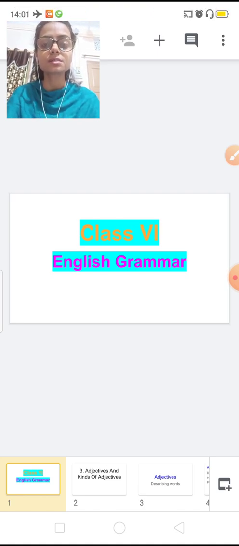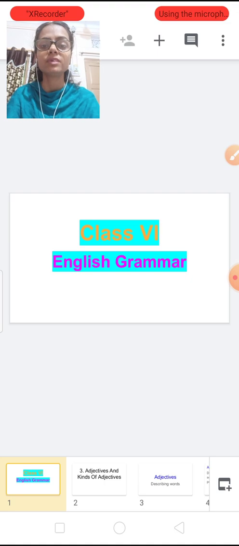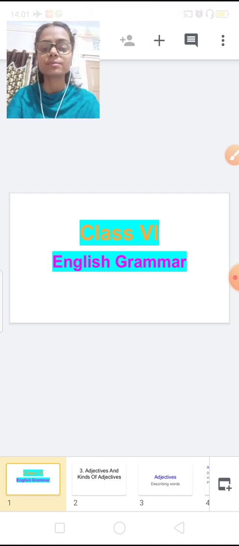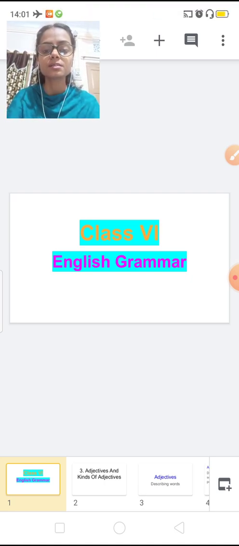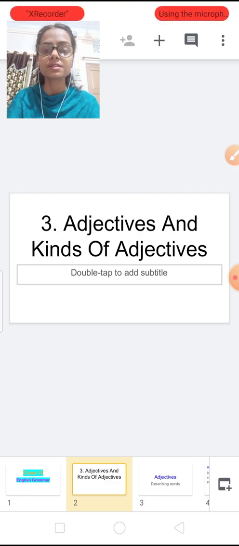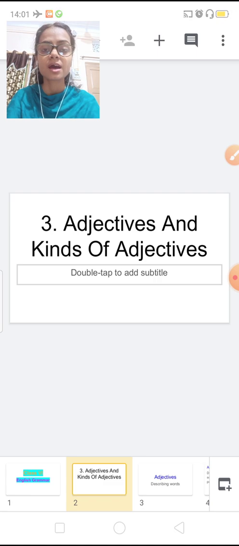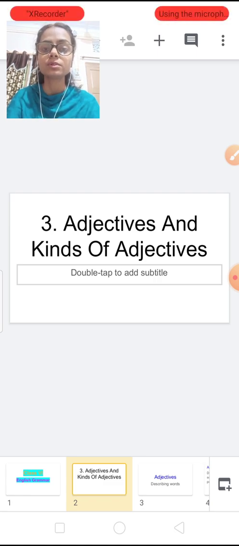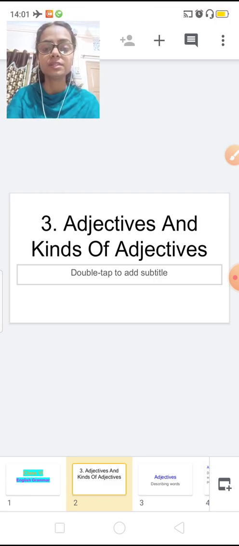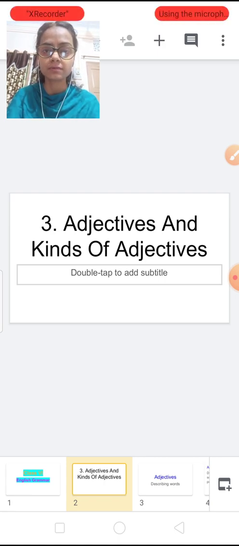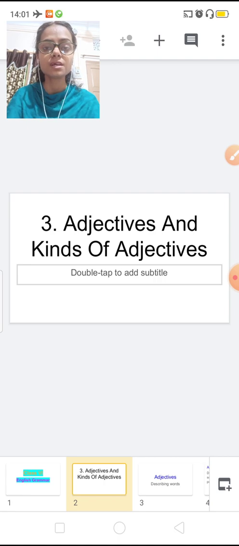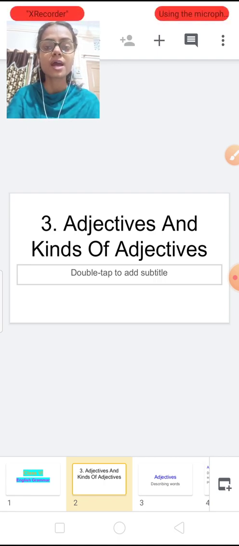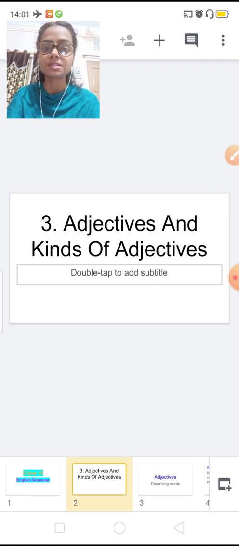So students, in the last session we had started our chapter number 3, that is adjectives and kinds of adjectives. In that class I told you about the meaning and the definition of adjective and kinds of adjective. So we have 7 kinds of adjectives, and out of 7, 2 we had covered in our last session.